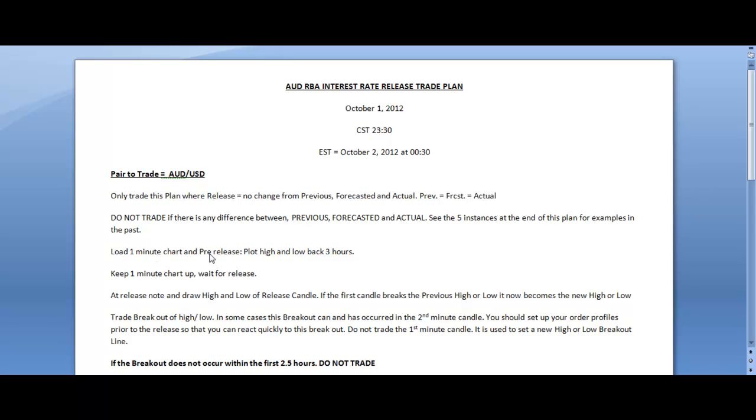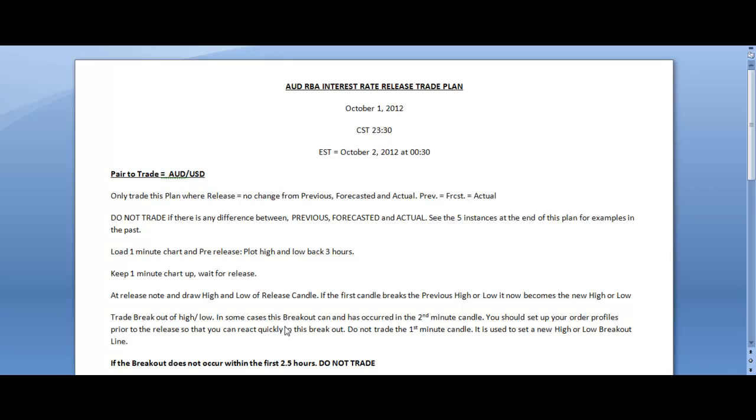We're going to load the 1 minute chart and pre-release plot the high and the low back 3 hours. We're going to keep that 1 minute chart up and wait for the release. At the release, note the high and low of the 1 minute release candle. If the first candle breaks the previous high or low, it now becomes a new high or low for the breakout. We're going to trade the breakout of the high-low.